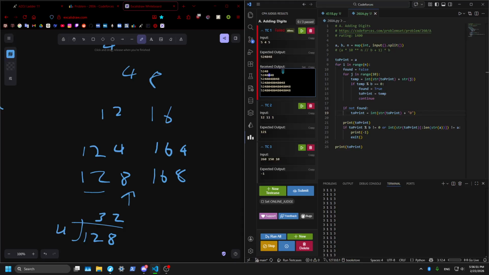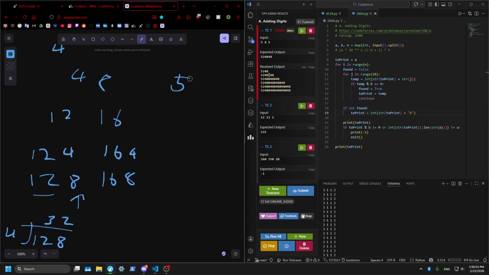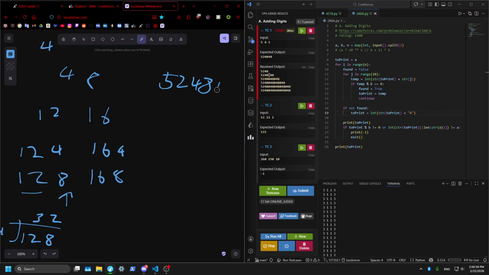Why do we choose a... 52480 mod 4 is 0. Whoa.